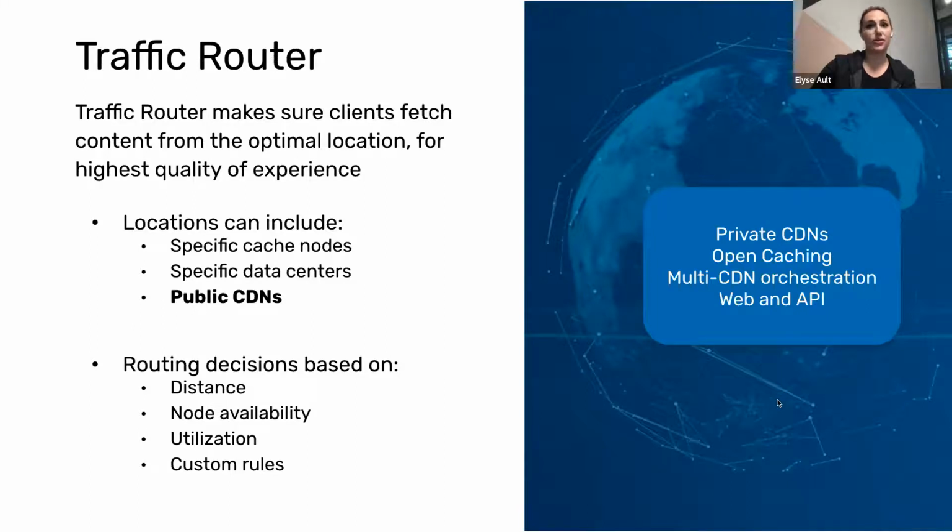And this isn't just about your own Varnish CDN traffic, but any public CDNs that you're using. Traffic router makes sure clients fetch content from the optimal location for the highest quality experience. So locations include specific cache nodes, specific data centers, and public CDNs. And routing decisions are based on distance, node availability, utilization, and customer rules.